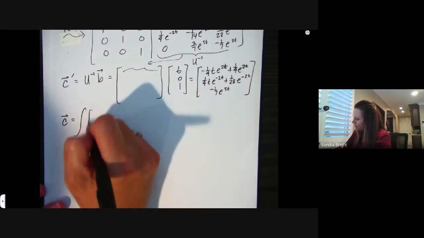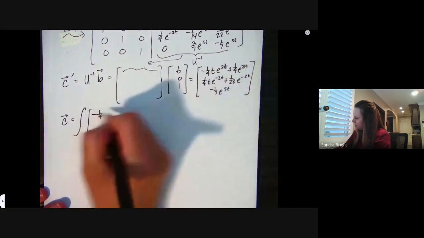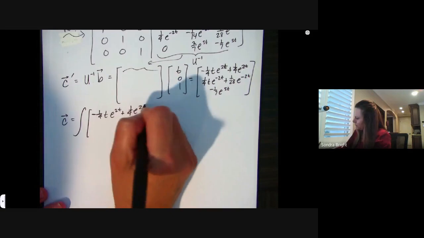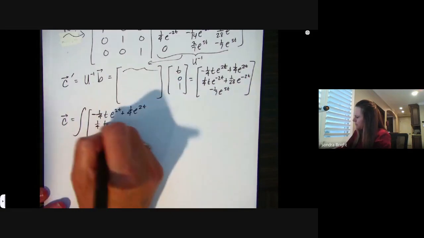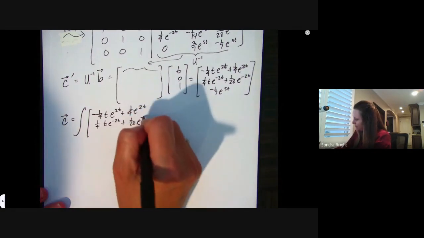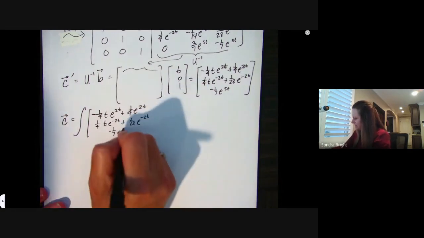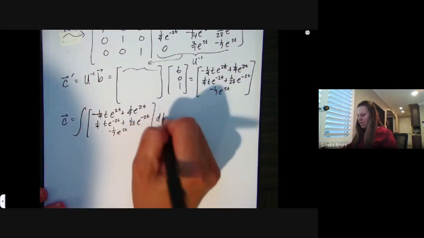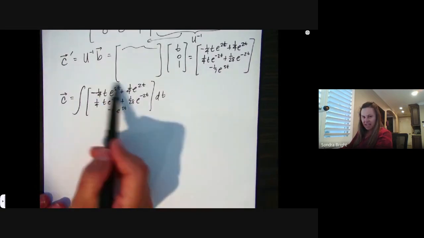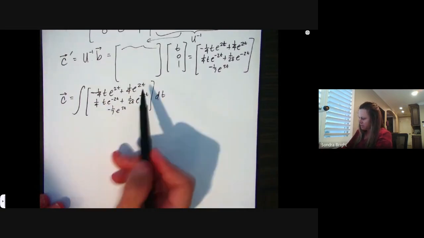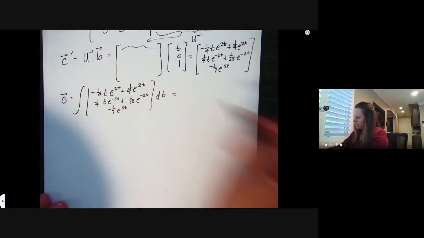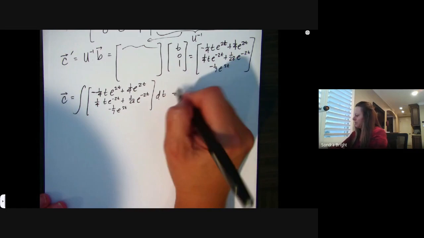Okay, so we're going to integrate this guy: -1/4 t e to the 2t plus 1/4 e to the 2t, 1/4 t times e to the -2t plus 1/28 e to the -2t, and then -1/7 e to the 5t dt. All right, integrating that, you do have to use integration by parts on this one and that one, but not on these two. So you'll end up with math magic, right?